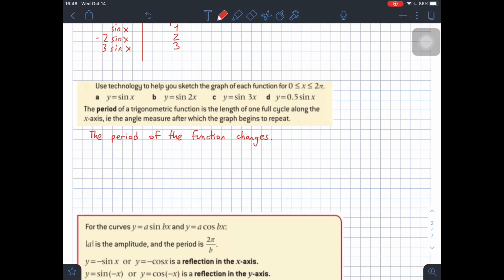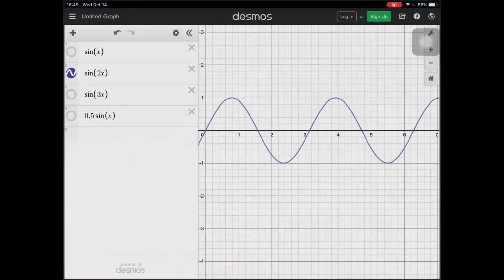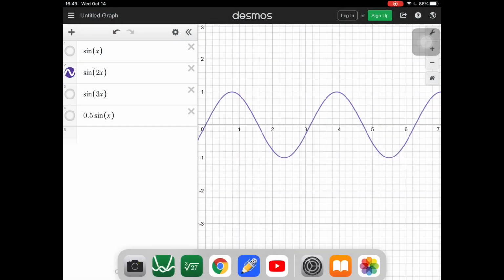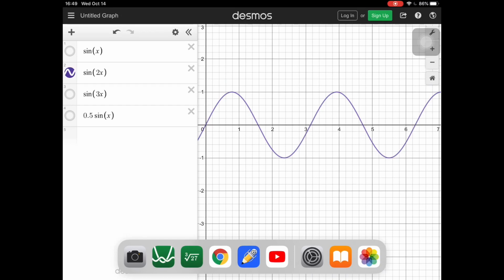So let me write that here, function and period. If we're analyzing the period, if the function is sine of x, the original one, we know that its period is 2 pi, right? If the function is sine of 2x, from this graph over here, we see that the period is exactly pi, right? So the period is pi.